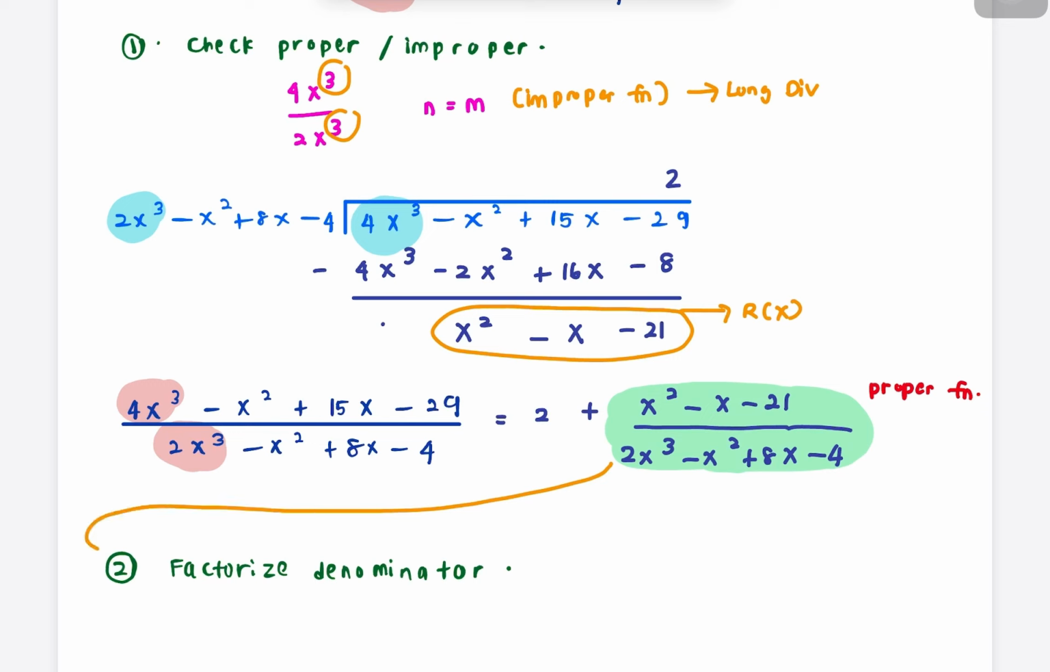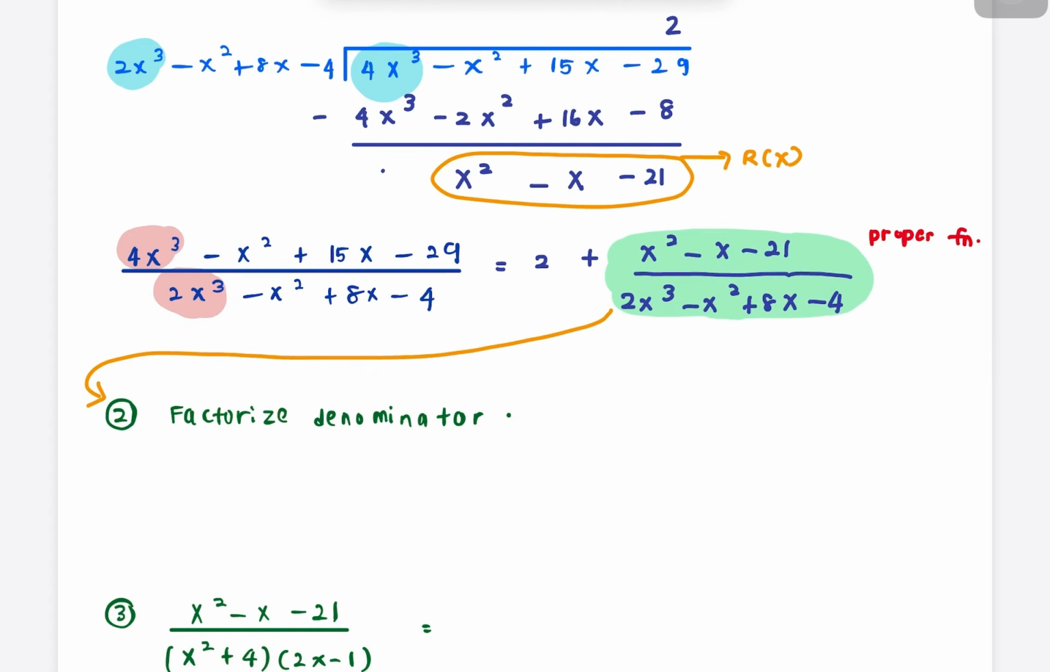And then continue with step number 2, which is to factorize the denominator. So what is your denominator? 2x cubed minus x squared plus 8x minus 4. So how to factorize this one? This is cubic, so you cannot just use your usual method. So what is the method? You can try out factoring by grouping. Remember factoring by grouping? Let's say this is your first group, and this is your second group.